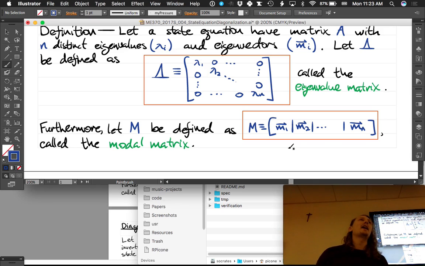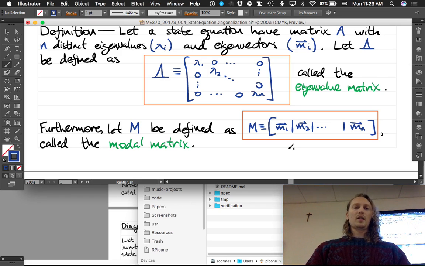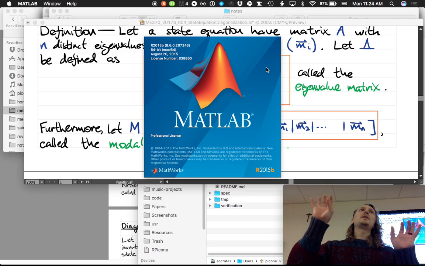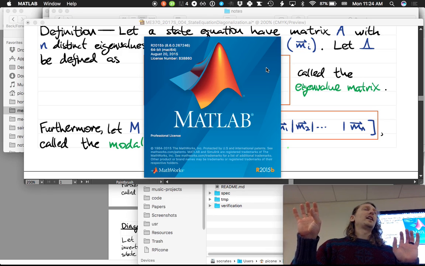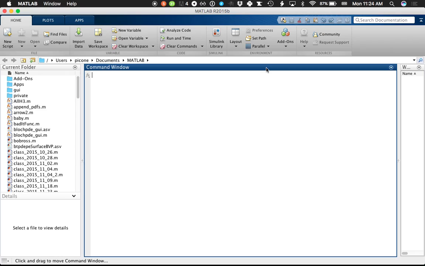In MATLAB, if you have an A matrix and you want to know what the eigenvalues and eigenvectors are, it has a really nice little command, and I encourage you to use this. It computes the eigenvalues and the eigenvectors, and the way it returns them to you is as these two matrices, lambda and M.